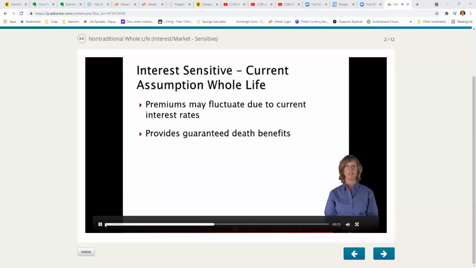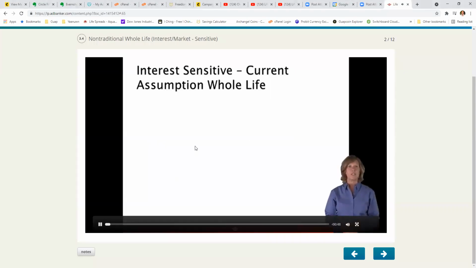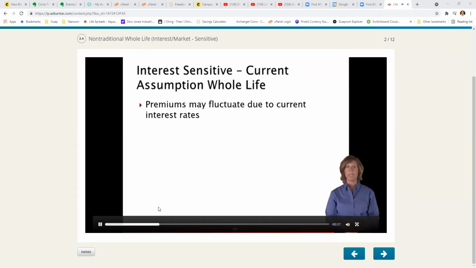Now, can you hear? Yes. Interest-sensitive whole life or current assumption whole life allows the insurance company to change the premium or interest rate being credited to the account based on current money market rates. Interest rate changes affect the policy premiums. The policy has a guaranteed minimum death benefit, but may increase based on the growth of the cash value.